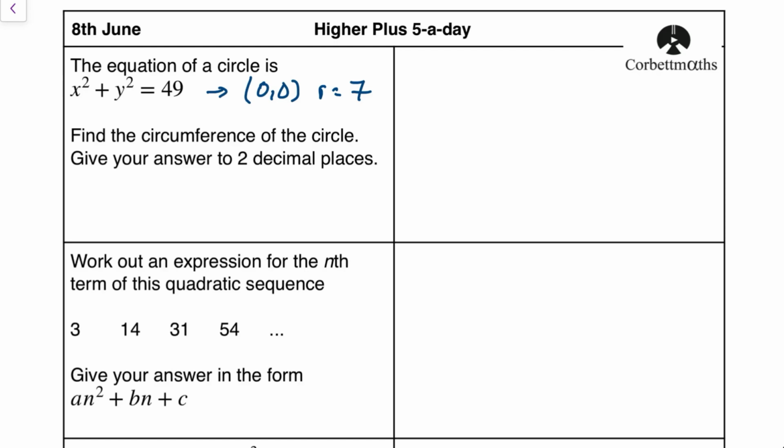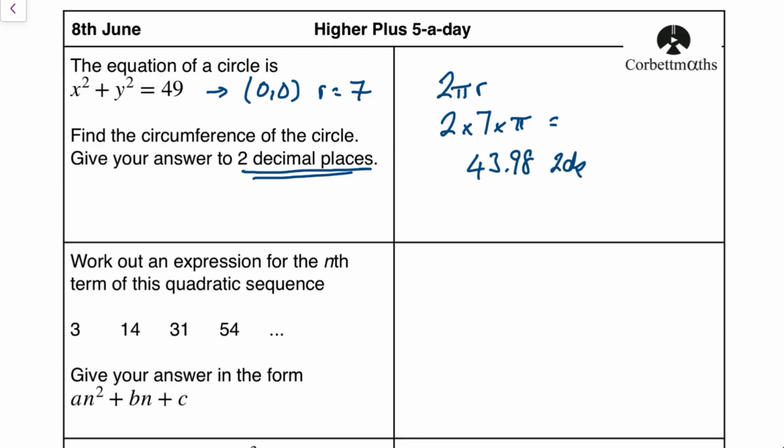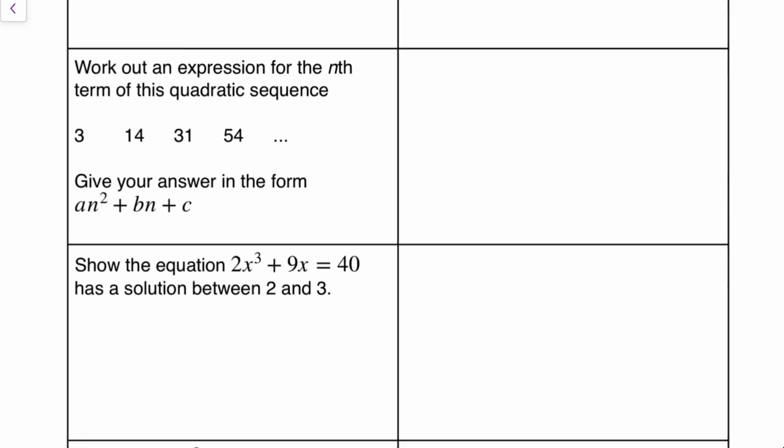Find the circumference of the circle, give your answer to 2 decimal places, which also means by definition, don't leave pi in your answer. So I'm going to remember the circumference of the circle is 2 pi r. So it's going to be 2 times 7, which is 14 times pi. It wants 2 decimal places, so I'm just going to put that straight in my calculator. And that's going to tell me 43.98. Have I got units? No, I don't. So 43.98 to 2 decimal places. First question done. Next one.